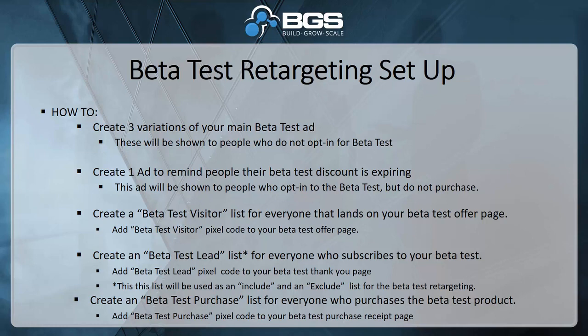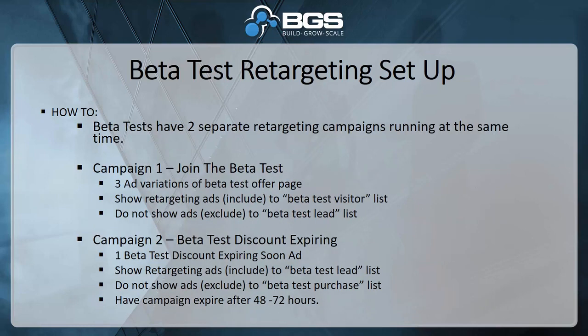Now we're going to create 2 separate retargeting campaigns with these lists and these ads. So beta tests have 2 separate retargeting campaigns running at the same time. The first campaign is the Join the Beta Test campaign. So there's 3 ad variations that send people to the beta test offer page, the squeeze page.